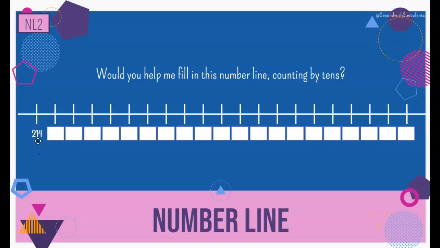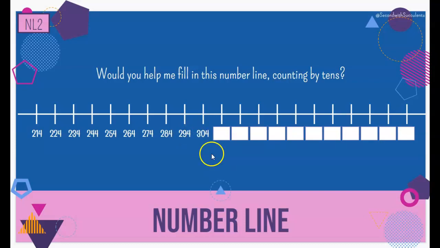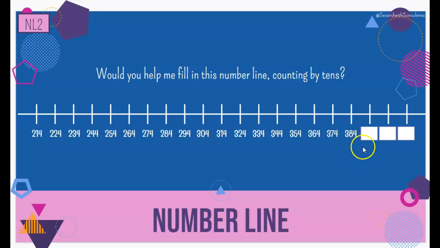Count by tens with me, starting at 214. 214, 224, 234, 244, 254, 264, 274, 284, 294, 304, 314, 324, 334, 344, 354, 364, 374, 384, 394, 404, 414.